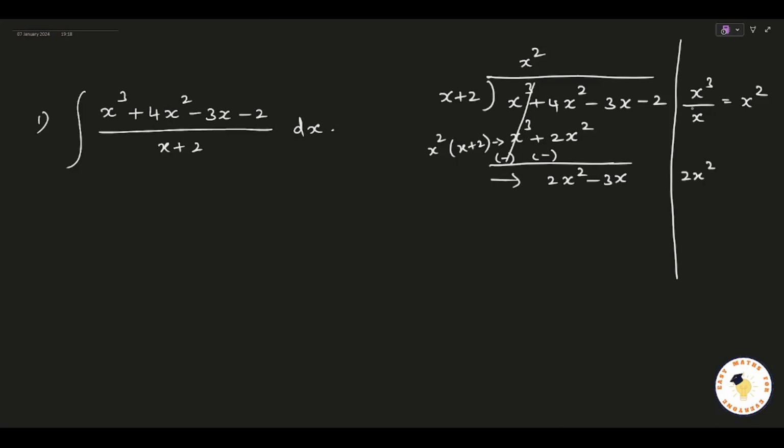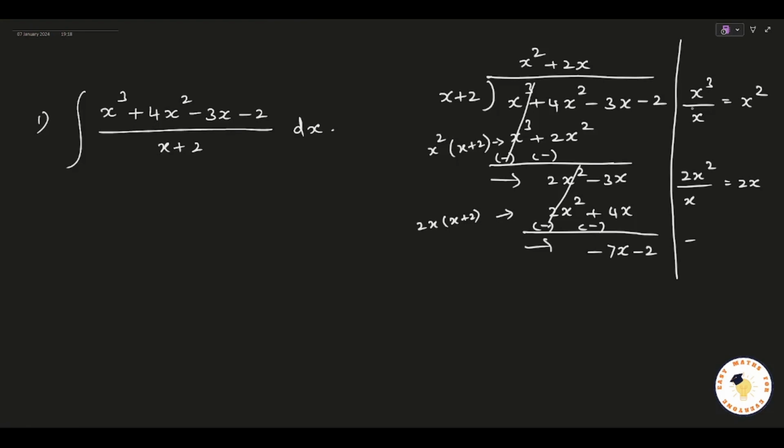Take the first term of the new dividend divided by the first term of the divisor, you will get 2x as the new quotient. So this becomes our next term of the quotient. Now multiplying our divisor with 2x and writing it against the next row, we get 2x into x will be 2x square, 2x into 2 will be 4x, plus 4x. Subtracting, we get 2x square getting cancelled, minus 3x minus 4x will give you minus 7x. Bring down the next term, minus 2.